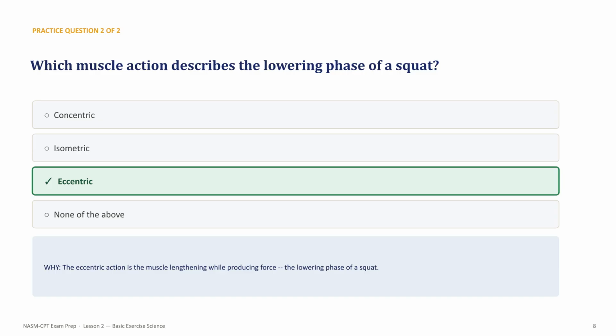One more question. Which muscle action describes the lowering phase of a squat? Pause and think back to the bicep curl example. The correct answer is eccentric. Here's why. The eccentric action is the muscle lengthening while producing force, which is exactly what happens during the lowering phase of a squat.